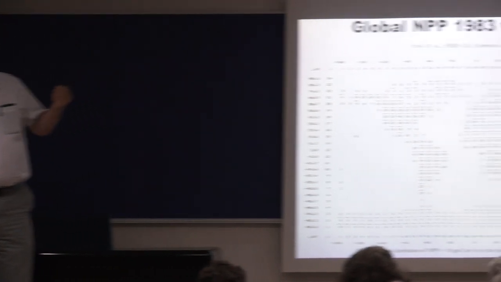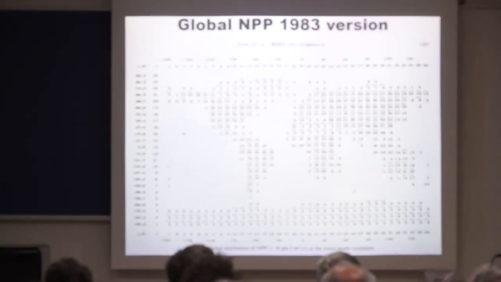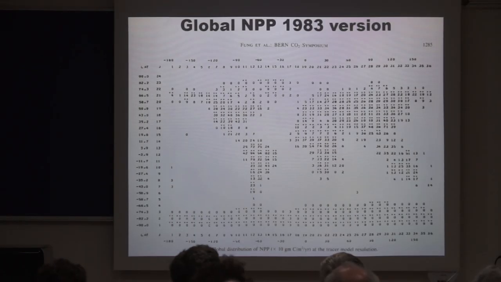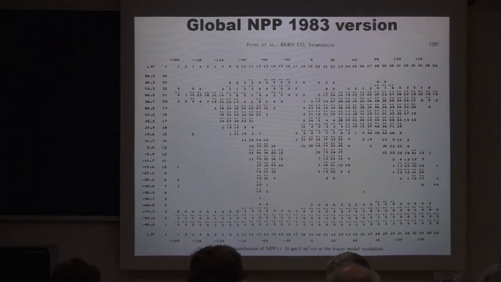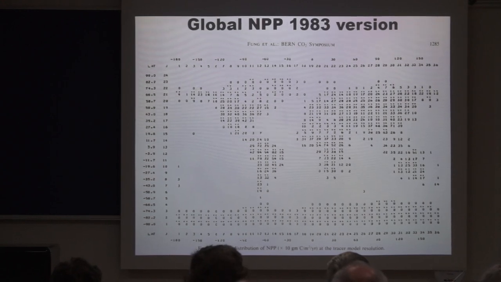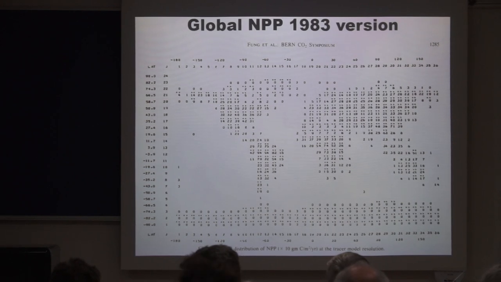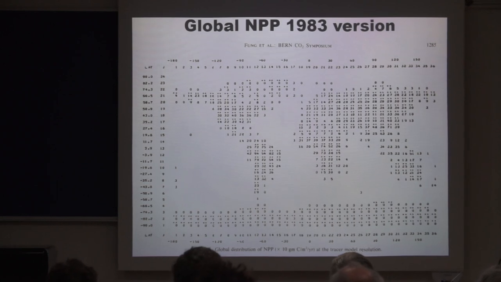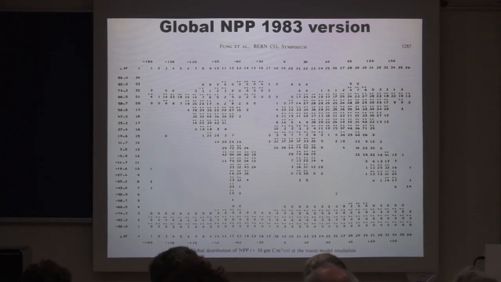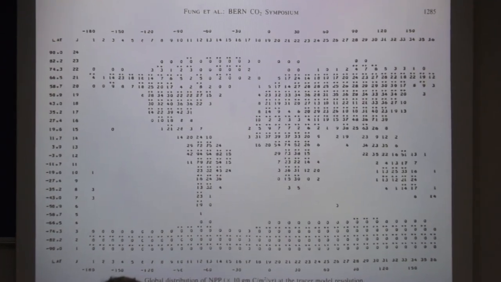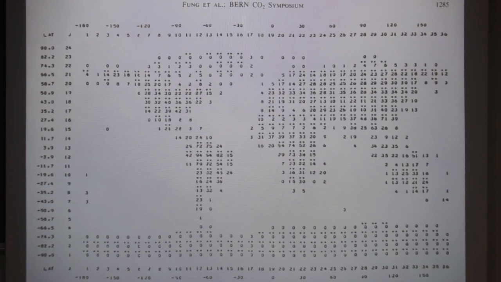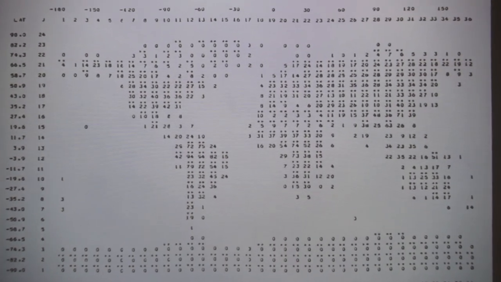Okay, now let's go to my data set. When I started, this is what we knew about global net primary production. I find this almost comical to look at. This was from a 1983 symposium in Bern, Switzerland. We had no global data sets at all yet. We had no georeferenced data sets at all. So this was, in effect, a translation of climate data into presumed plant production. This is the best we knew.